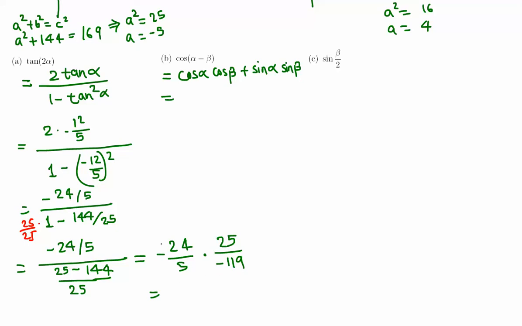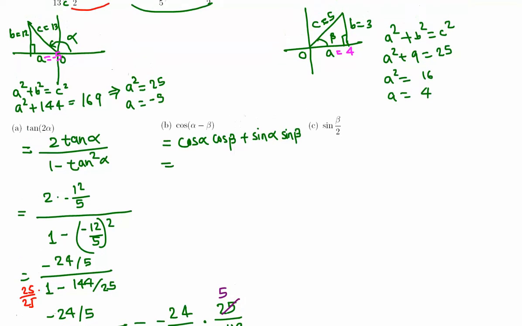Now we're gonna get the final answer. Negative negative cancel, or their product is positive. Now 5 divides once, 5 divides 5 times. Okay. Now 119 is not divisible by anything. Now 24 times 5, 120 over 1 times 119, 119. So that's the final answer. That's part A.